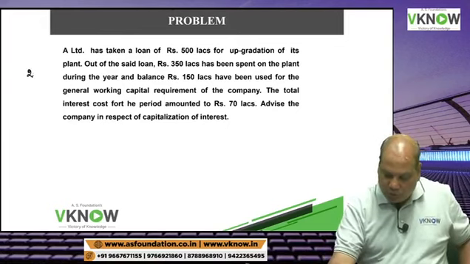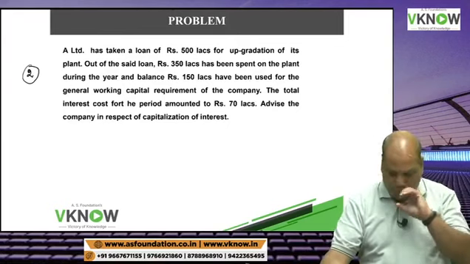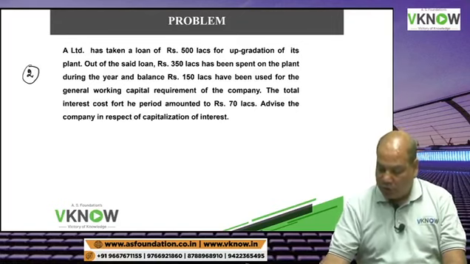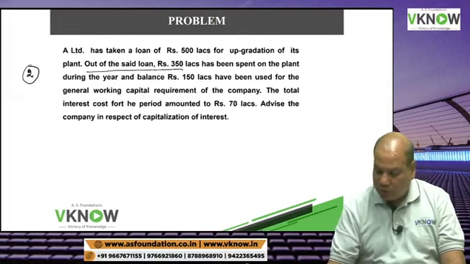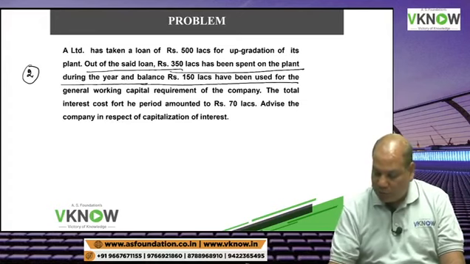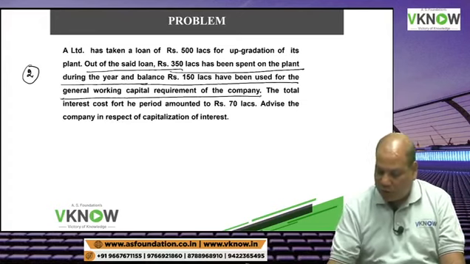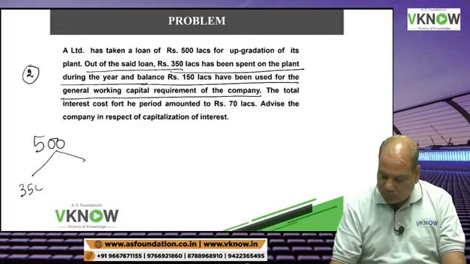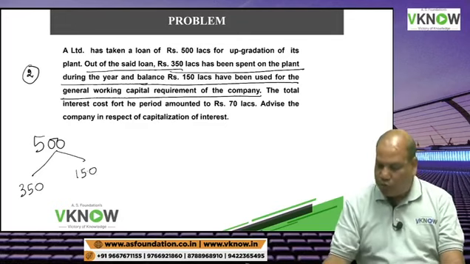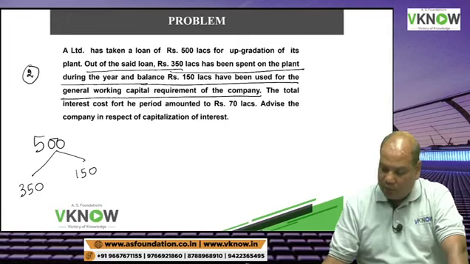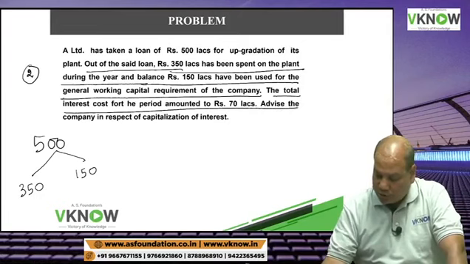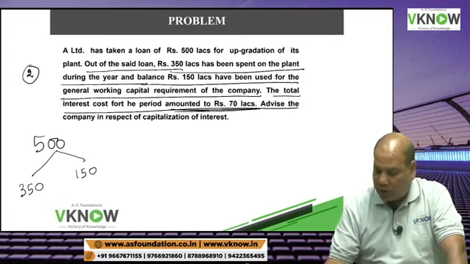We'll practice one more small question, number 2. A Limited has taken a loan of rupees 500 lakh for the upgradation of its plant. Out of the said loan, 350 lakh has been spent on the plant during the year and balance 150 is used for general working capital requirement. The total interest cost is 70 lakh.